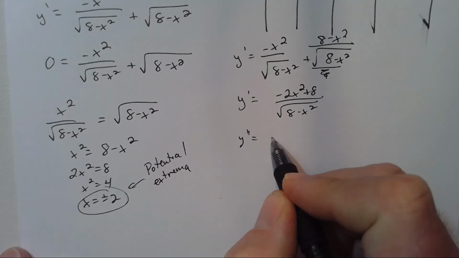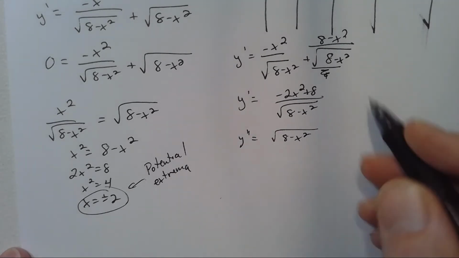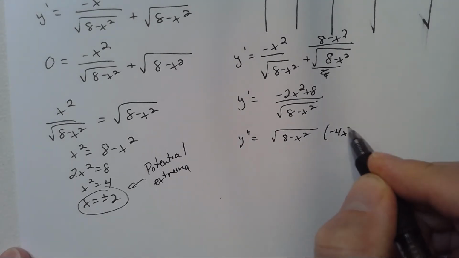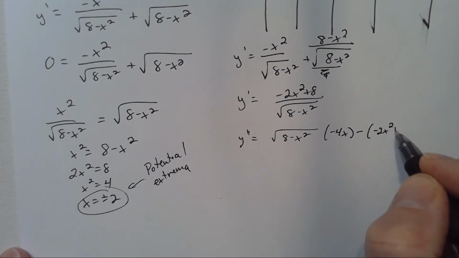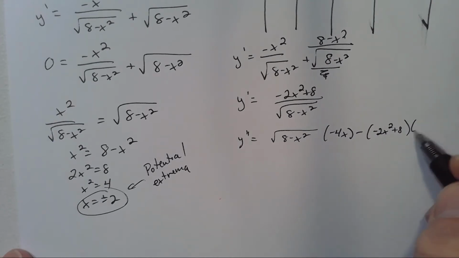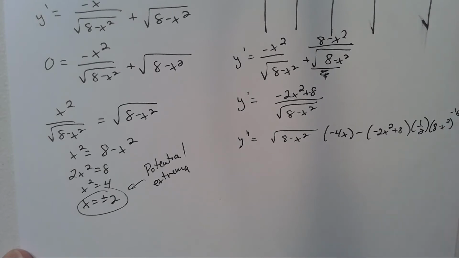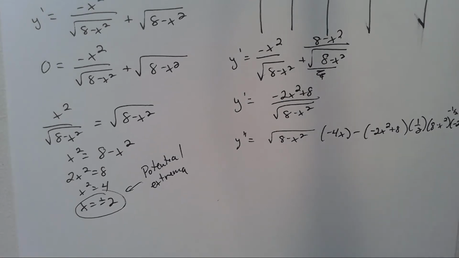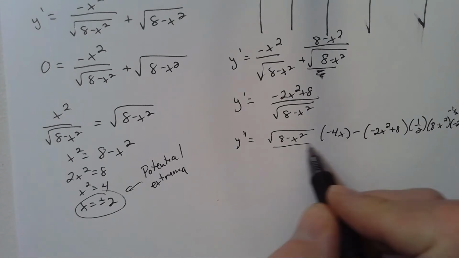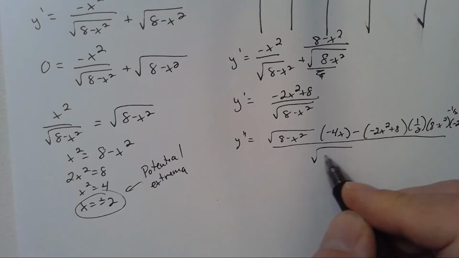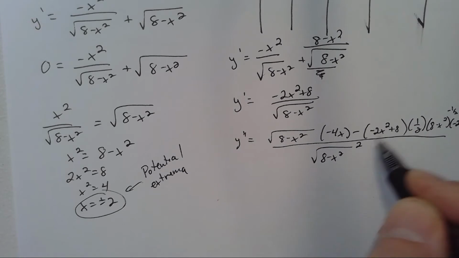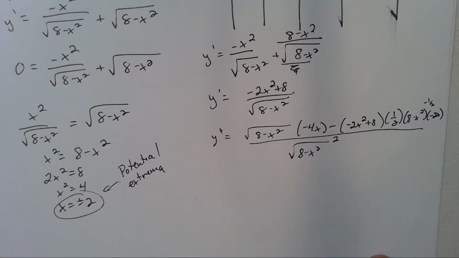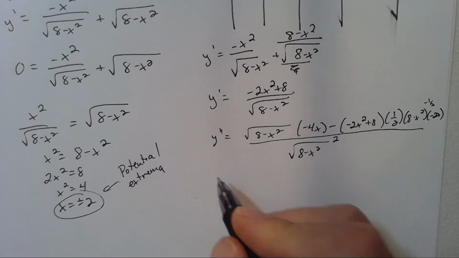So bottom times the derivative of the top, minus the top times the derivative of the bottom, which is 1/2 (8 minus x squared) to the negative 1/2 times the derivative of the inside, which is negative 2x, all over the bottom squared, which eliminates the square root. Alright, there's my second derivative. Got a little cleanup to do here.